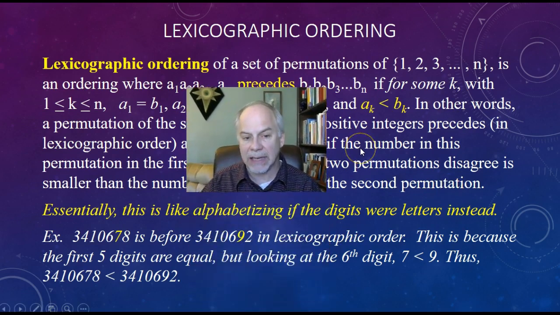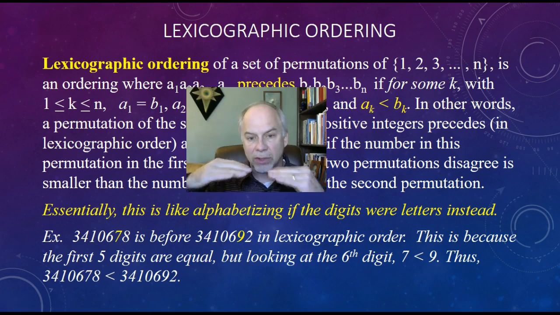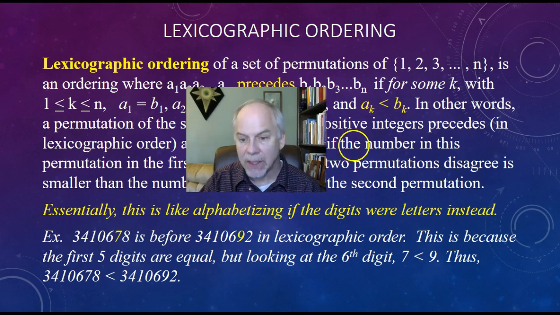Basically, this is the same as what we do when we alphabetize 2 words. Okay, if we have 2 words and we want to alphabetize them, we look at the letters at the beginning, and if they're the same, then we try to find when they start to change to be different. Okay, so here's an example.